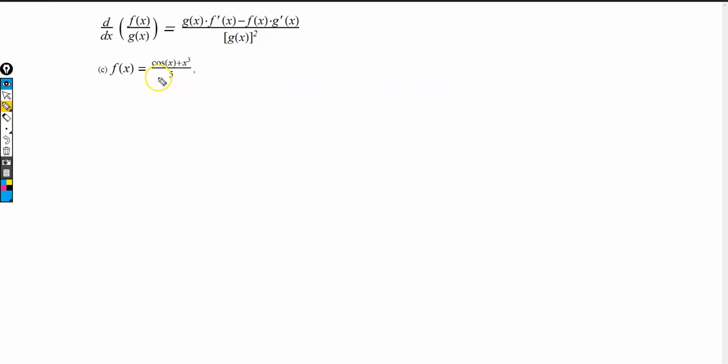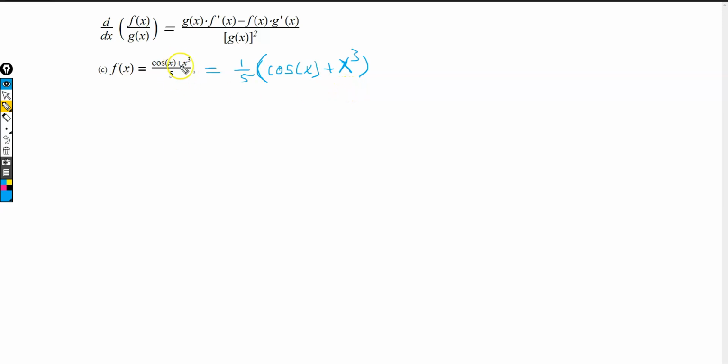So here we want to take the derivative of cosine x plus x cubed divided by 5. Now I put this one in here for a reason, because sometimes you want to recognize when you don't need to use the quotient rule. The quotient rule is rather cumbersome, so if you don't have to use it, then don't use it. In this case, recognize that you can actually write this as 1/5 times cosine x plus x cubed. So then we don't have to use the quotient rule at all.